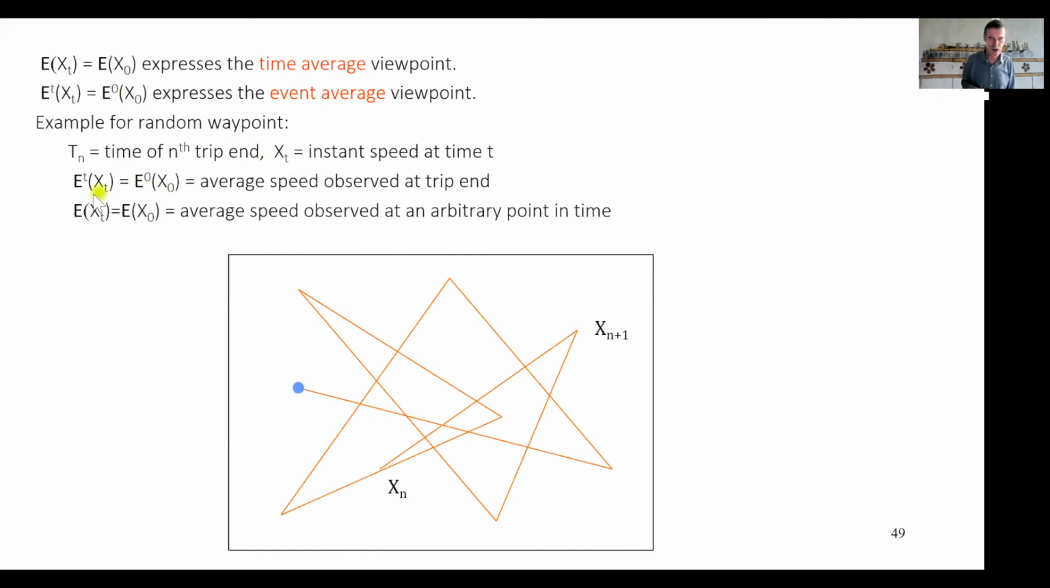So if I ask, what is your speed? The expectation of the speed at time 0 or at time t, which should be the same if the simulation is stationary, we can view as the average speed observed at an arbitrary point in time. And the Pam expectation is the average speed, if we take the point process of trip ends, is the average speed observed at a trip end.